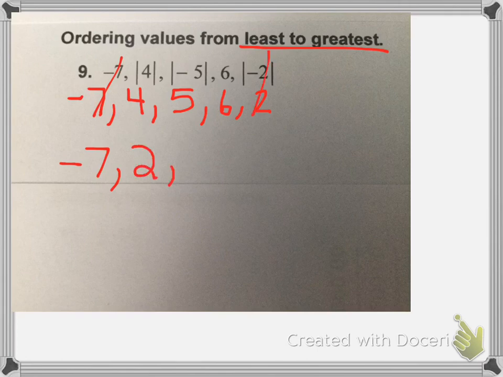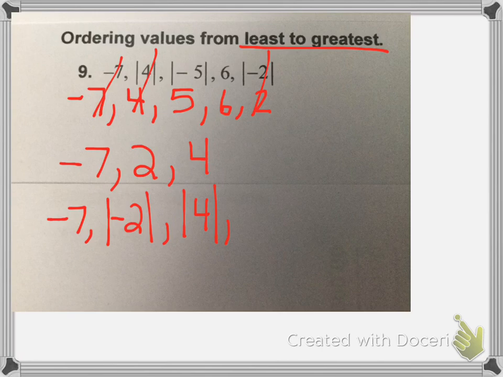Okay, and underneath that, I'm going to write the original form. So this would be absolute value of negative 7. I'm sorry, this would be negative 7. This would be absolute value of negative 2. Okay, now I'm left with 4, 5, and 6. What would come next? Least to greatest. The next would be 4. And that was written originally as the absolute value of negative 4.